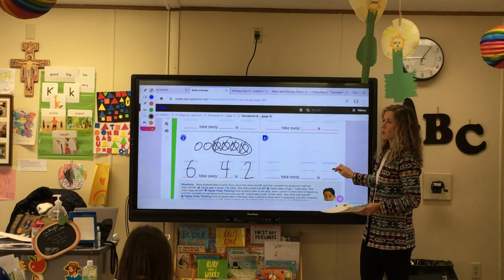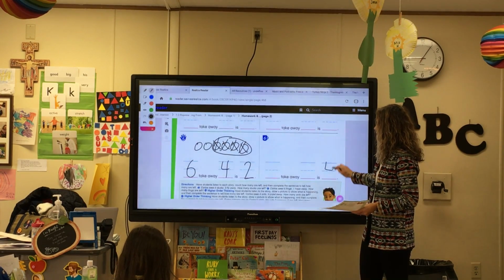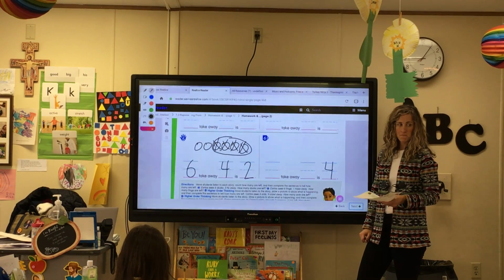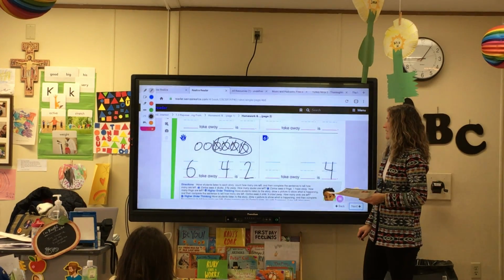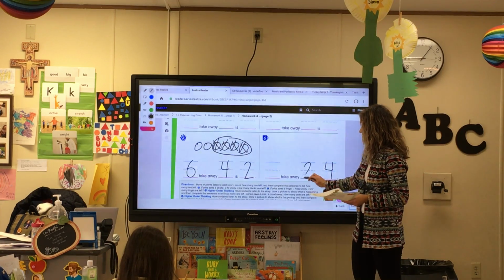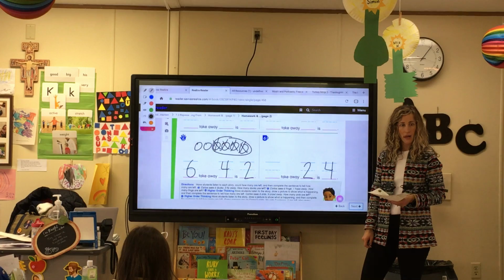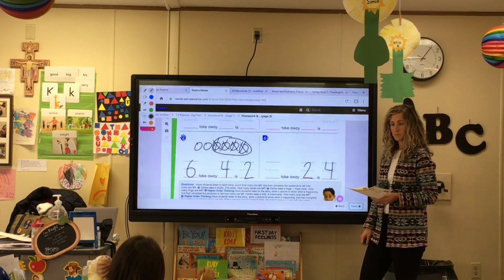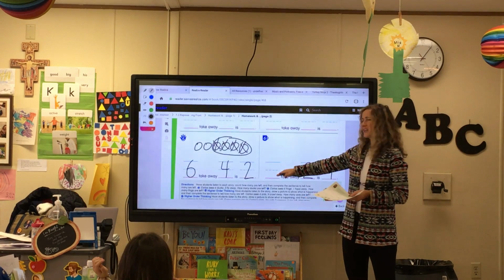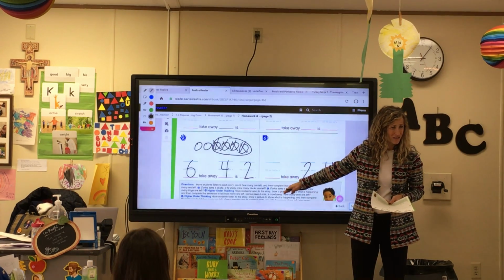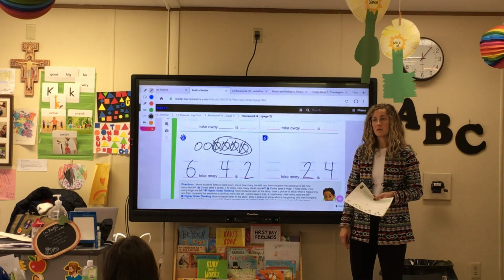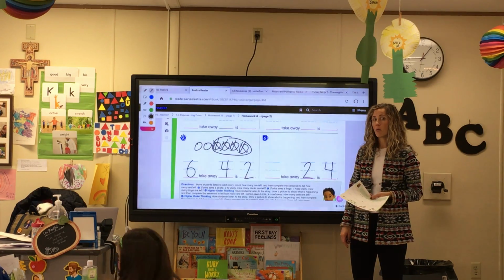You ready? It said 4 are left. So guess what? Put a 4 right here. Okay. It says he's going to take away 2. So that means take away 2 is going to go here. But now we have to figure out, well, how many did we start with in the beginning? How many of you think you already know the answer? Well, a couple of you do know.